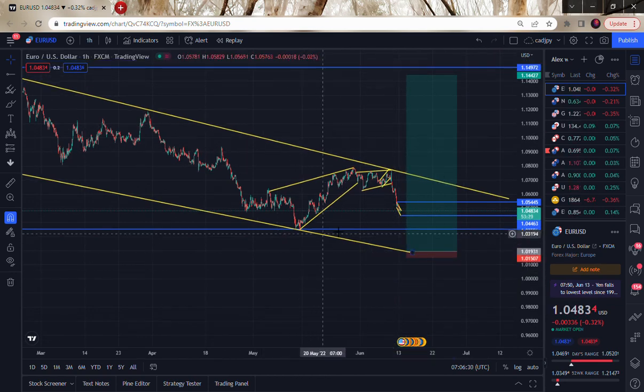So we will be monitoring what's happening here on Euro USD. We'll be monitoring that. So going down, New Zealand USD.